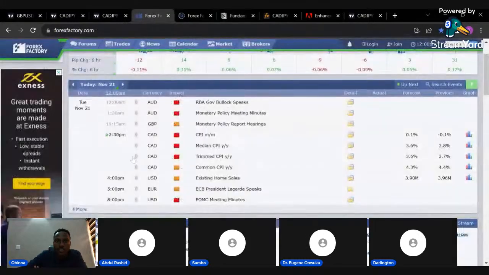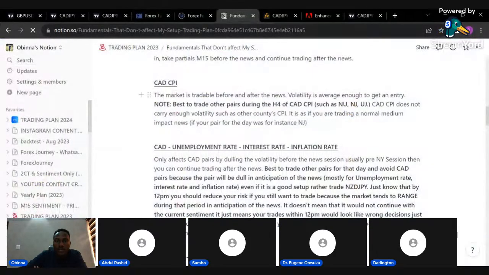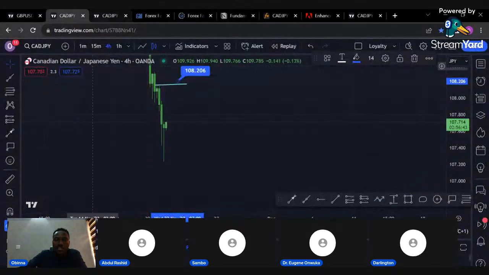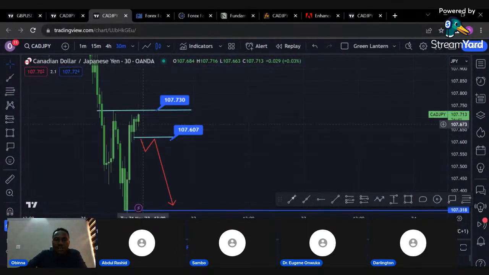So for this news, there is a CPI for Canada. The market is tradable before and after news. Volatility is average enough to get an entry. Okay, so it's something that I can trade. Although it has this ranging thing, it can always range. So I want to be careful about that as well.